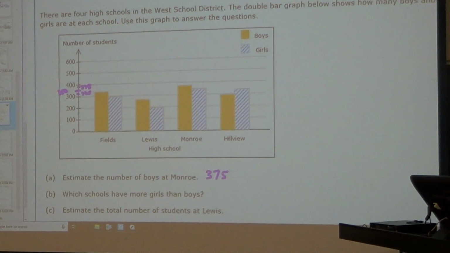Which schools have more girls than boys? So we want our girls to be taller. So, does Fields have more girls? No. Does Lewis have more girls? No. Does Monroe have more girls? No. Does Hillview have more girls? Yeah. Hillview's girls are taller than their boys. The other three schools have more boys than girls.